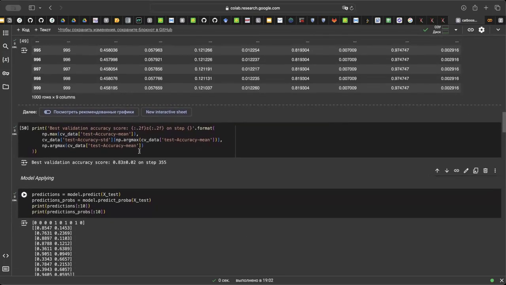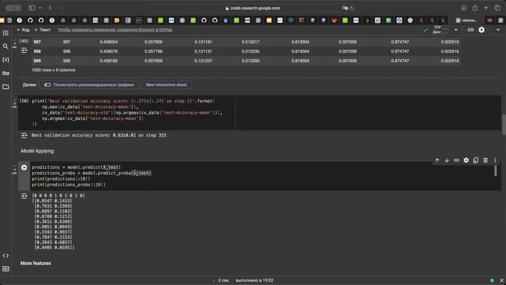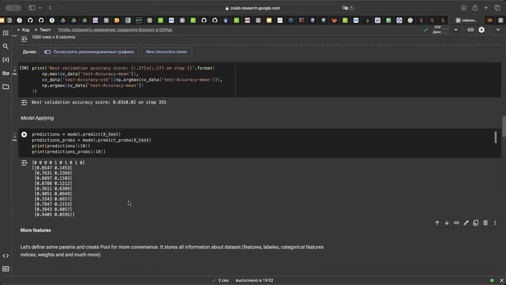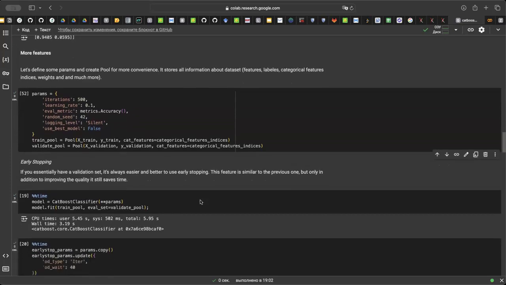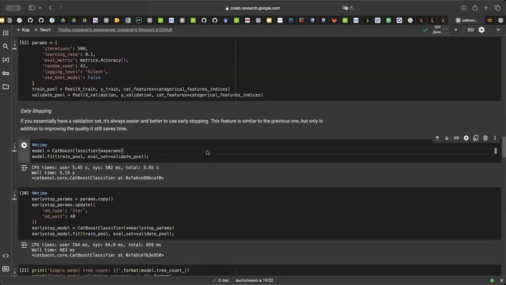So we have quite a nice score, but it's still accuracy. So we don't really know how good this is, because we don't know if the data set is imbalanced or not. There's also such a thing as Pool, which stores lots of information, and it's quite convenient to use.